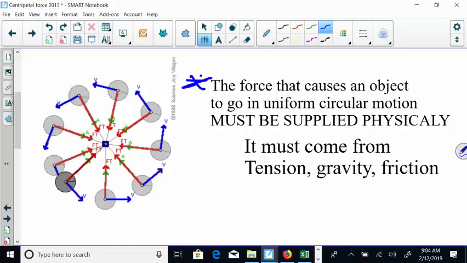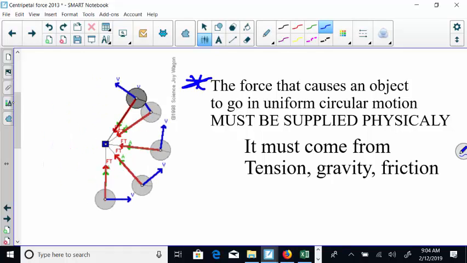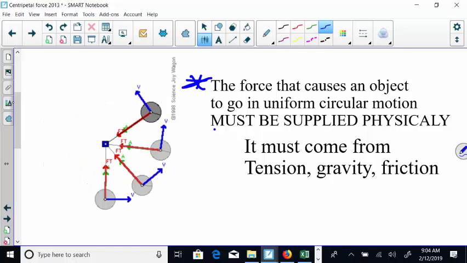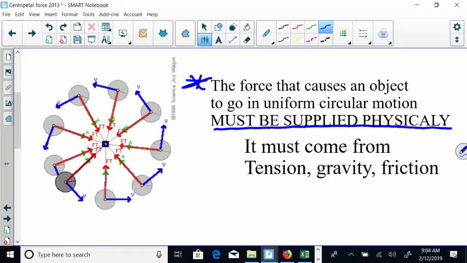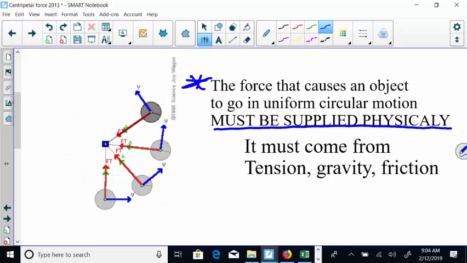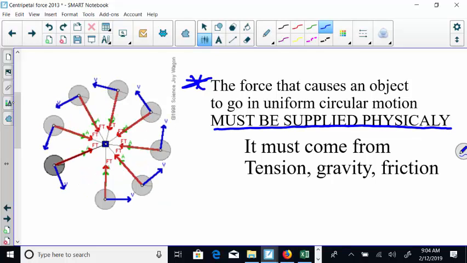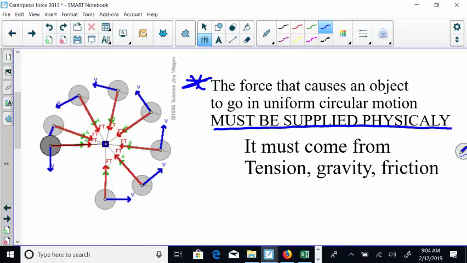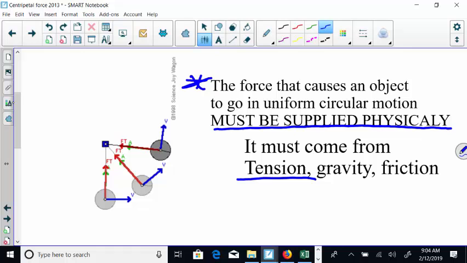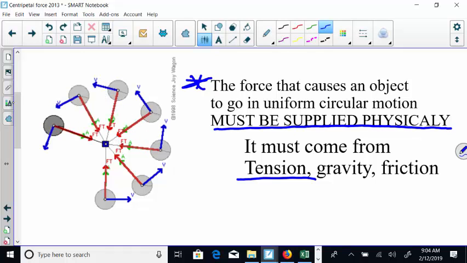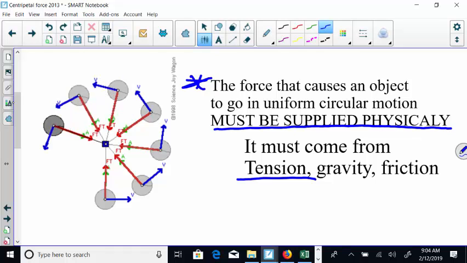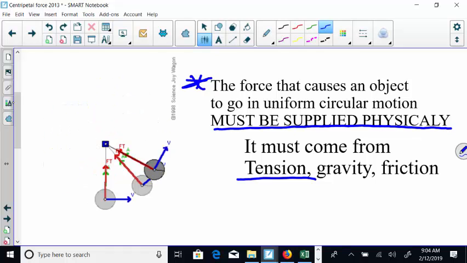This force, this is huge. The centripetal force that causes an object to move in a circle must be supplied physically. I'll show this in class on Wednesday, but you actually have to supply that force physically. And by physically, you have to put an object on a string. You did that yesterday in the lab. You were applying a force to the rubber stoppers with the string.